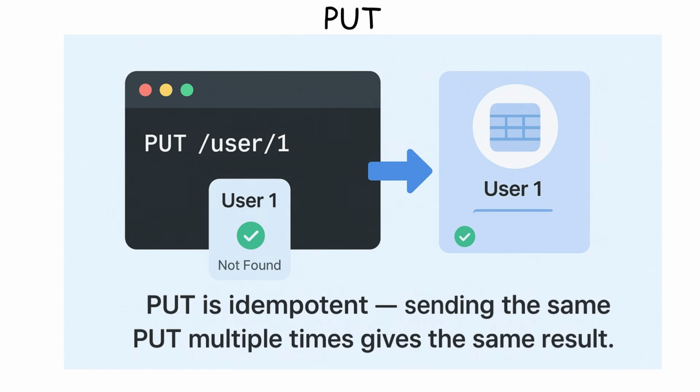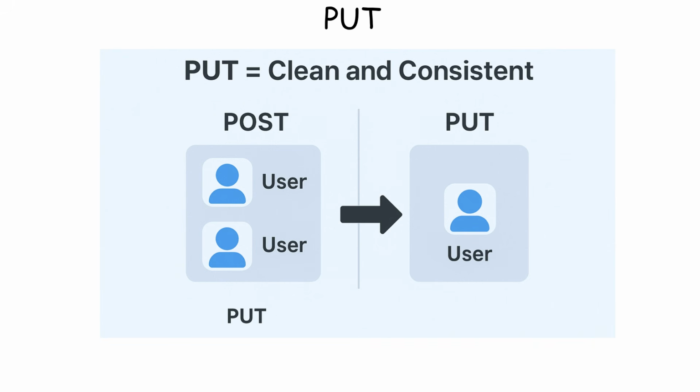PUT is idempotent. Sending the same PUT multiple times gives the same result. No duplicates, no side effects, just consistent replacement.